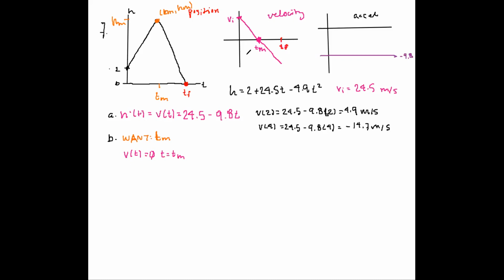So how am I going to find this? We want the velocity to be set to 0. We found the derivative of h of t, so we're just going to set that equal to 0. Precisely. So we'll end up with 24.5 is equal to 9.8 t, and this, as we decided earlier, is Tm. So Tm is equal to 24.5 divided by 9.8, which I'm going to punch into my calculator.